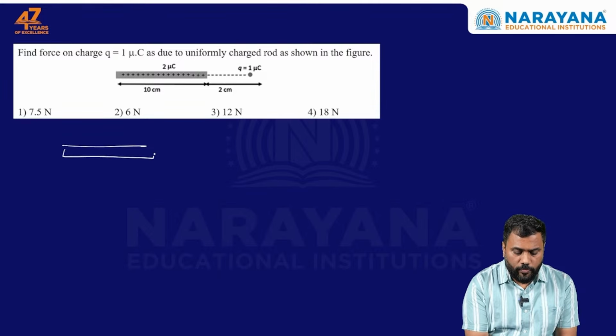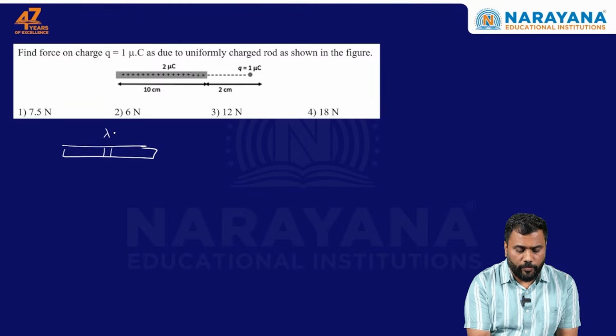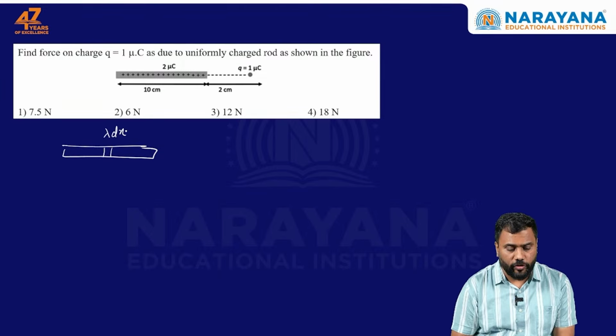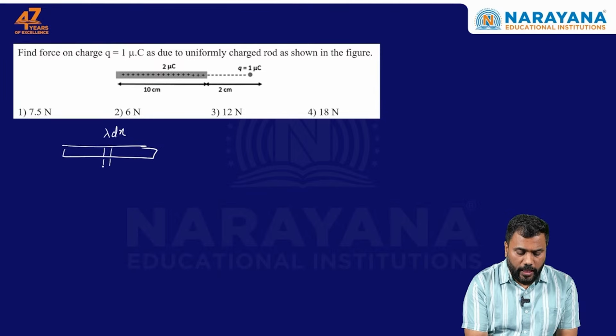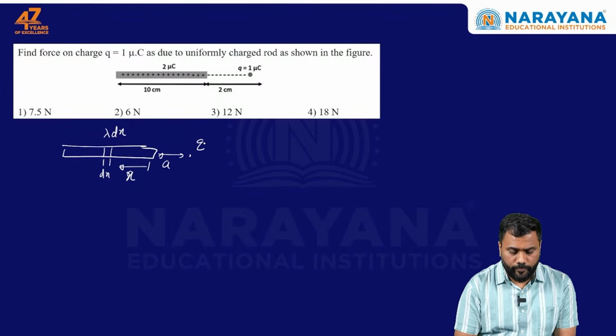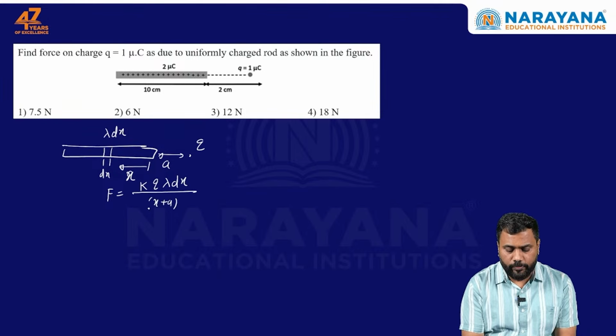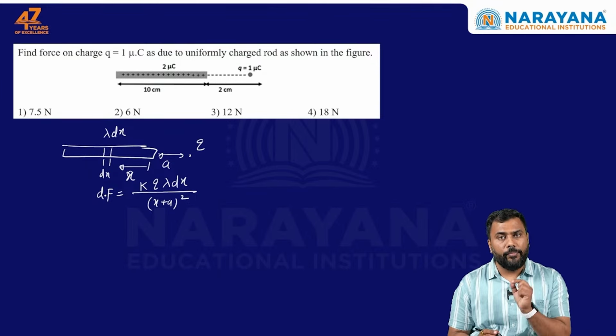I will take a small charge element somewhere on the rod. Let us say lambda is the uniform linear charge density on the rod. Lambda dx is going to be the charge on a dx length of the rod, where x is the distance from one of the ends of the rod. Let us say the point charge is placed at distance a from this end of the rod. So, the force of repulsion between these two should be given by k into the product of charges, q into lambda dx, divided by the distance between them, which is x plus a whole squared. This is going to be the small force due to a small element of the rod.